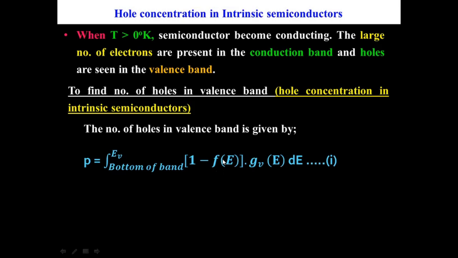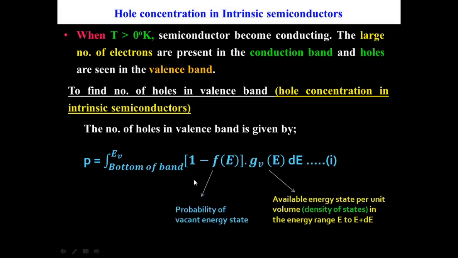where Fe is nothing but the Fermi function, where GV is the density of states of valence band. So 1 minus Fe represents the probability of vacant energy states, whereas GV is the available energy states, that is density of states in the energy range E to E plus dE.